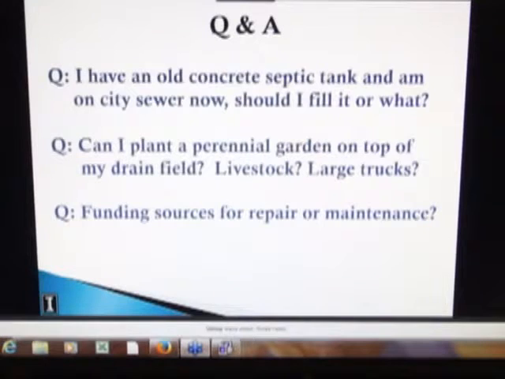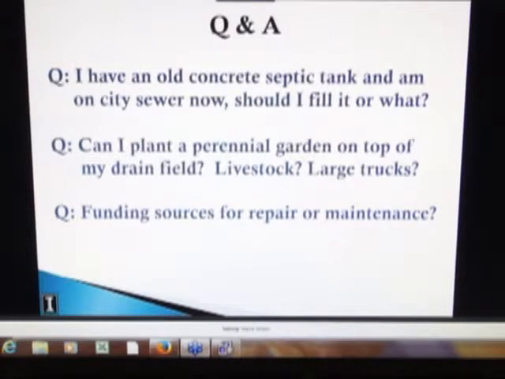Well, as far as livestock goes, the weight of livestock can actually crush the pipe or crush the parts, and heavy trucks are definitely no good. Because the perforated pipe isn't necessarily structurally strong, so if anything too big gets on there, it could just crush the pipe, and then you've messed up your drain field, basically. Yeah.